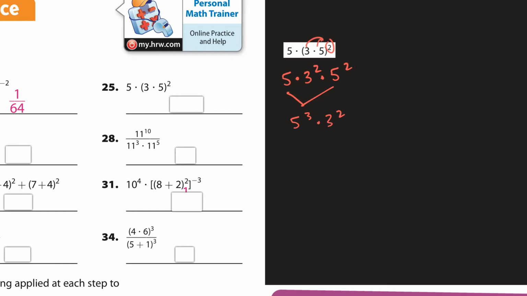And then I'd probably say 5 to the third, that's 5 times 5 times 5, which is 125 times 9. Let's see. 9 times 100 is 900. And 9 times 25 is 225. Yeah, plus another 225, which is 1125. So the whole thing should be 1125. I got it.